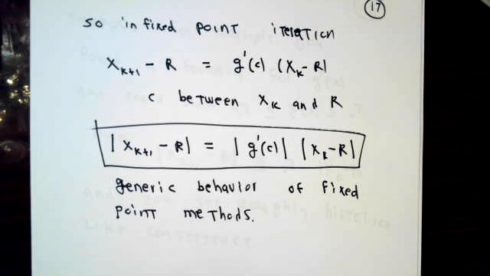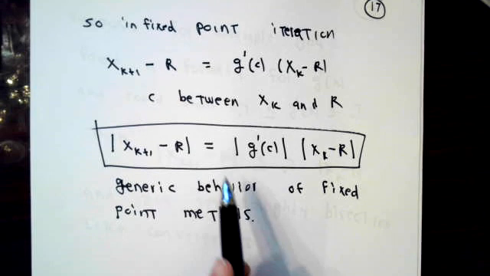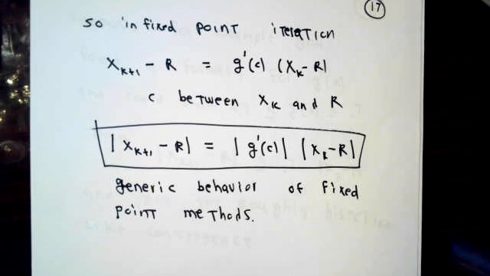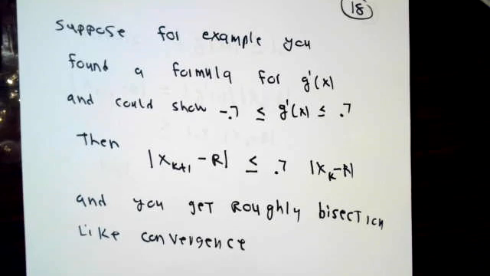For example, suppose that you always knew, no matter what x you stuck into the derivative, that the value of the derivative was never much different from 0.5. Then this would say the distance between iterate number k+1 and the answer that you're after is about 1/2 times the distance from the previous estimate to where you want to end up, and you would get behavior just like bisection. But it doesn't just have to be 1/2.